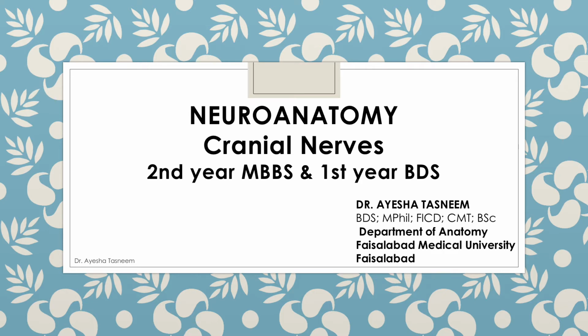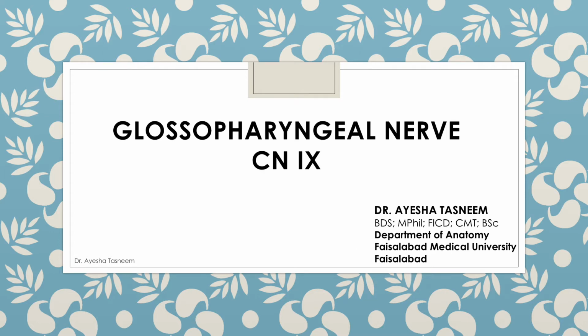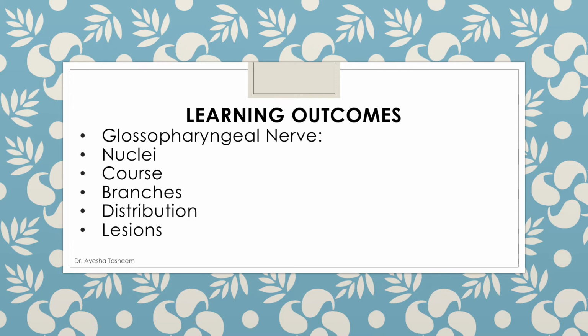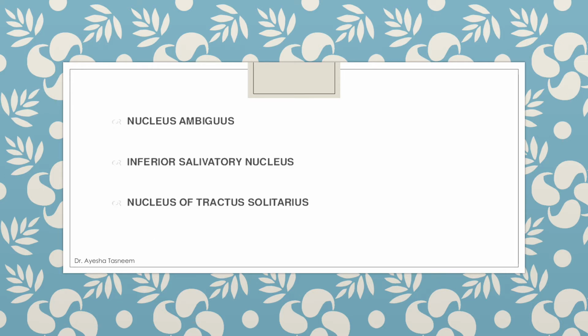This is continuation of the cranial nerves that we were doing in neuroanatomy. Today we will discuss about glossopharyngeal nerve, which is the ninth cranial nerve. Learning outcomes include nuclei, course of the nerve, its branches, the structures it supply, and finally the lesions. Firstly, we come to the nuclei.